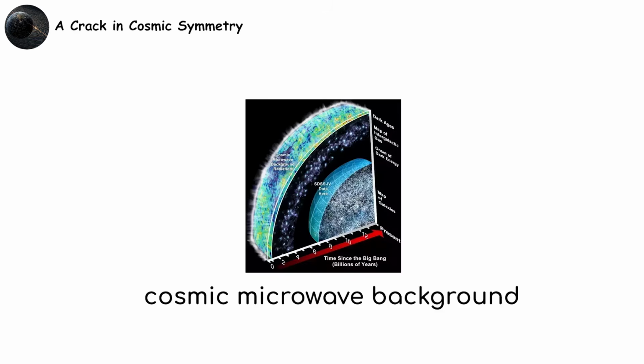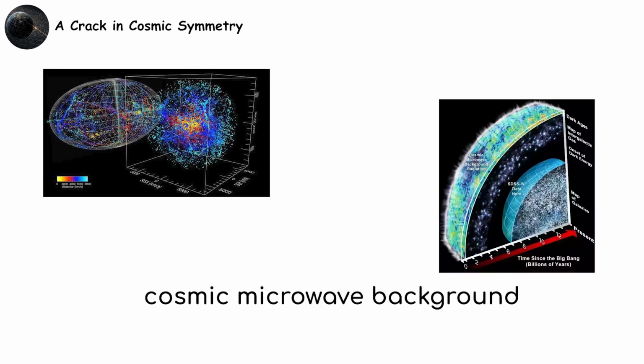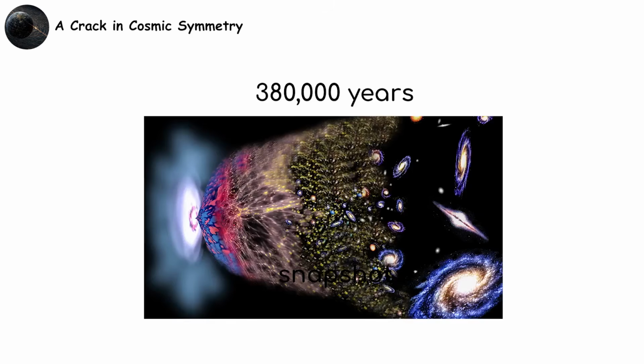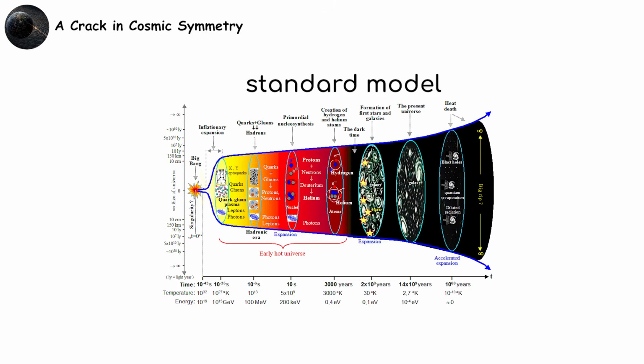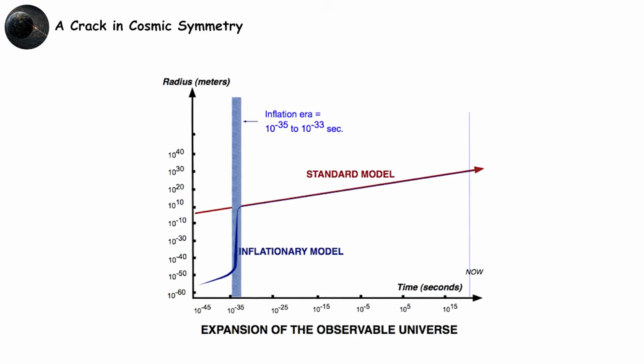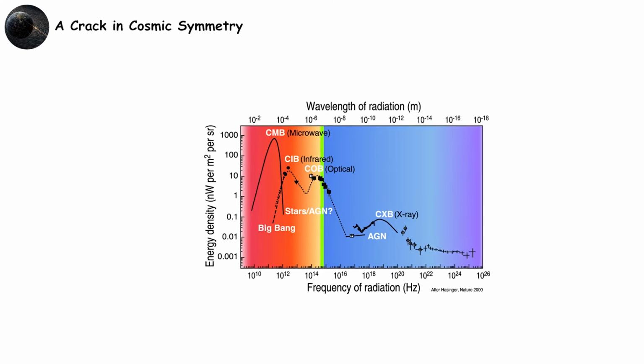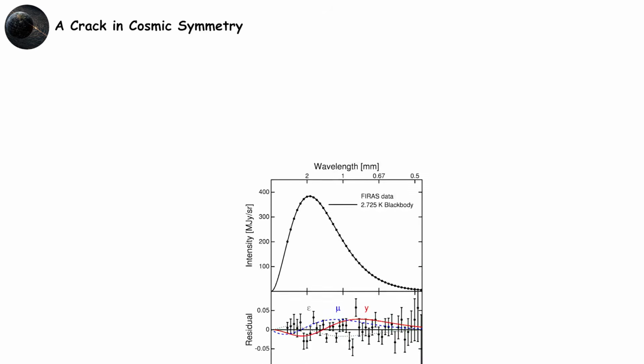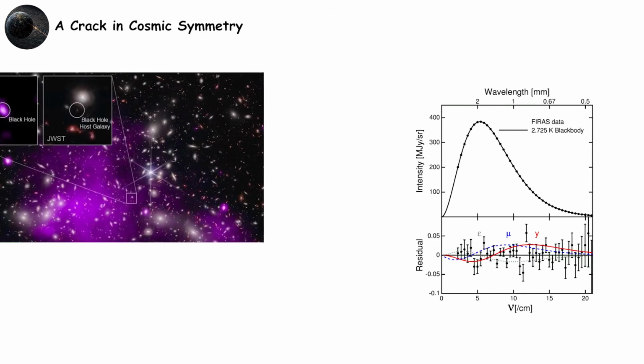The cosmic microwave background is the oldest light in the universe, a snapshot of what the cosmos looked like 380,000 years after the Big Bang. According to the Standard Model, this light should look statistically random in all directions. Space should have no preferred orientation. But when scientists analyzed the CMB in detail, they found something unexpected. Certain large-scale patterns seem to align along a specific axis.